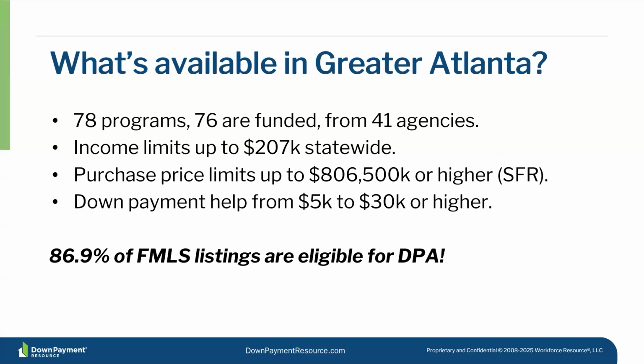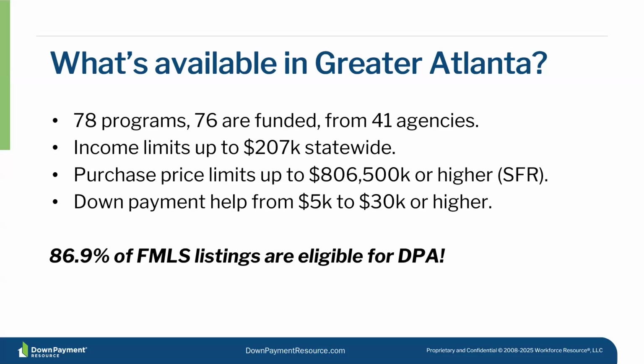41 agencies. The income limits currently can go up to $207,000 statewide. And the purchase price limits can go up to $806,500 or higher in some situations, which we'll talk about in a minute. The down payment help can range from $5,000 to $30,000. Also, there are higher options as well for that in some situations.